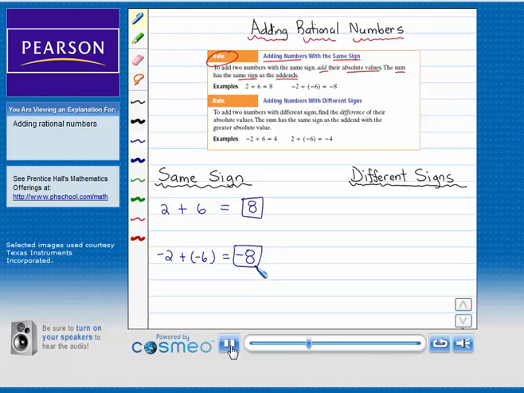So therefore, when I'm adding together two positive numbers, I'm going to get a positive sum. When I'm adding together two negative numbers, I'm going to get a negative sum.